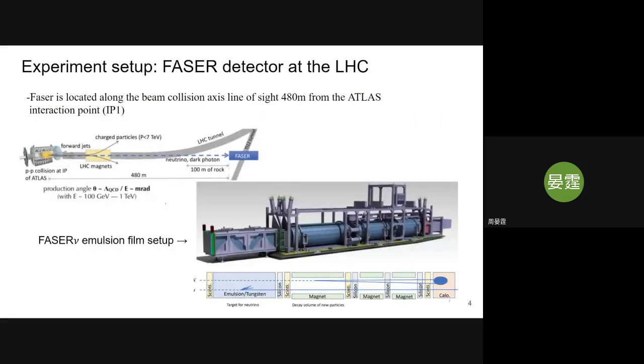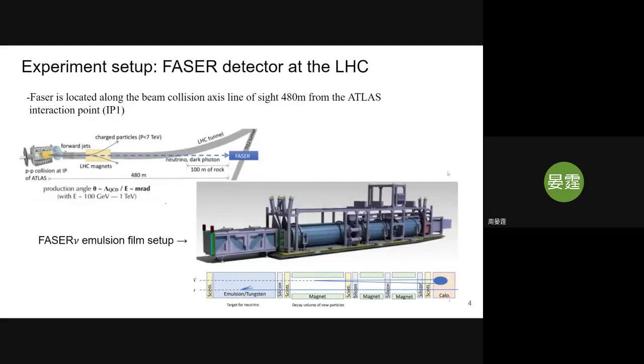And this is the experiment setup. So this is the Phaser detector at the LHC, and it is located along the beam collision axis line, 480 meters away from the ATLAS interaction point 1. And the emulsion film setup that is used in this experiment dataset is this part in front of the Phaser. It's the Phaser knee emulsion film setup.